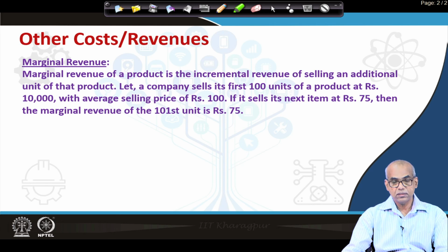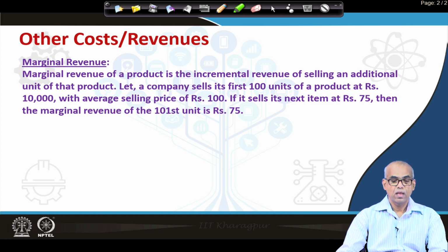Marginal revenue of a product is the incremental revenue of selling an additional unit of that product. Let a company sell its first 100 units of a product at rupees 10,000 with average selling price of rupees 100. If it sells its next item at rupees 75, then the marginal revenue of the 101st unit is rupees 75. So, the marginal revenue forgoes the average selling price that was held at rupees 100.